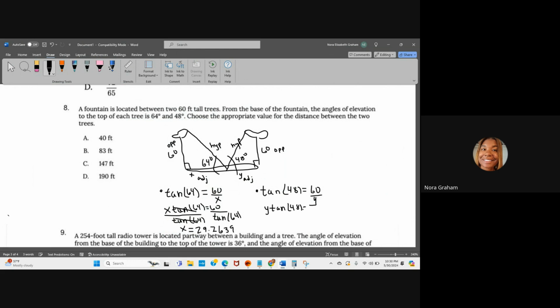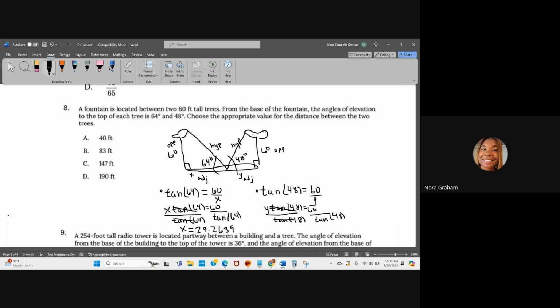Sorry, this pen is dying on me a little bit. Then again, I divide both sides by tan of 48. Divide both sides by tan of 48. Again, these cancel out.